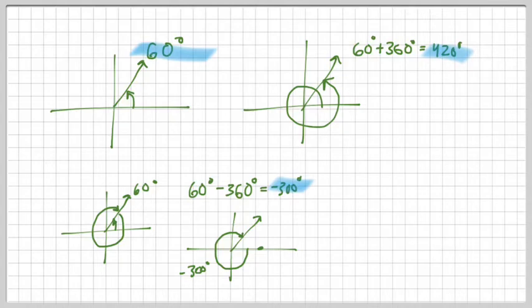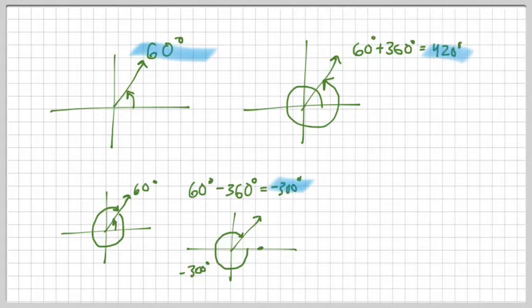I have a question for you. Something to tickle the old brain right there. How many coterminal angles are possible? Infinite. Infinite, because you can add as many 360s as you would like.